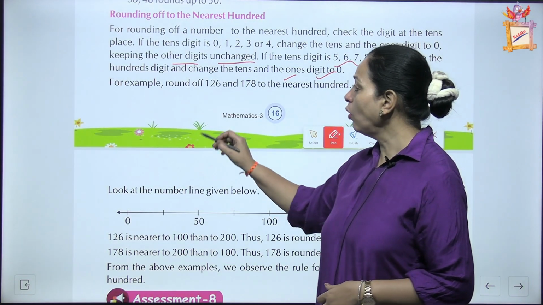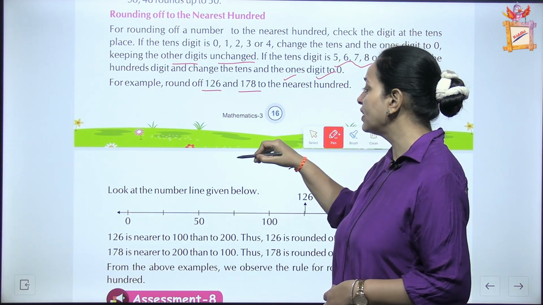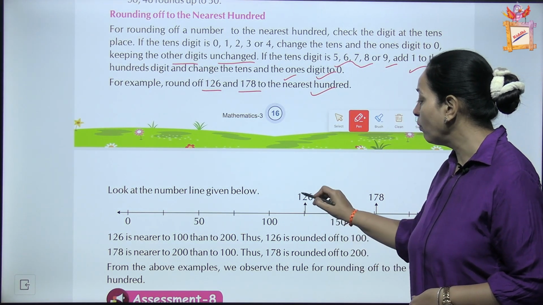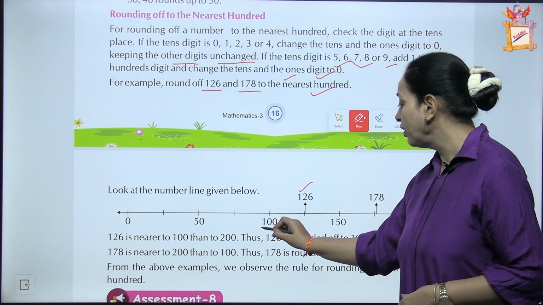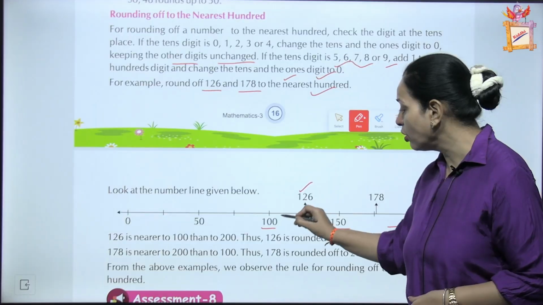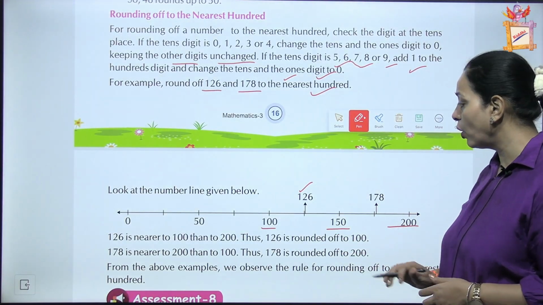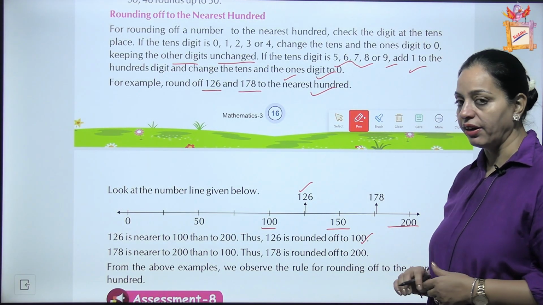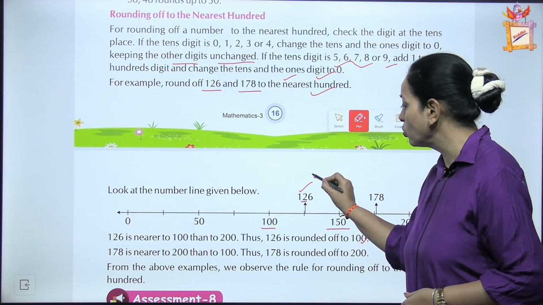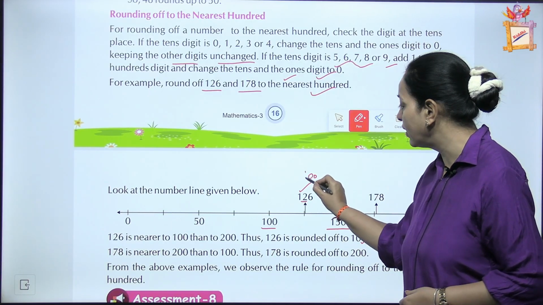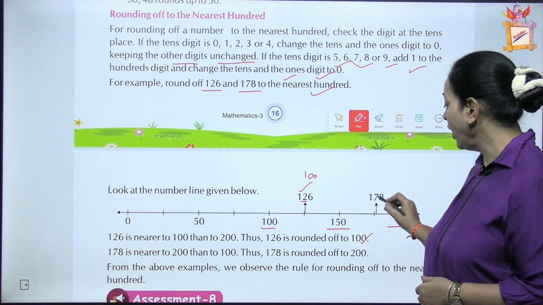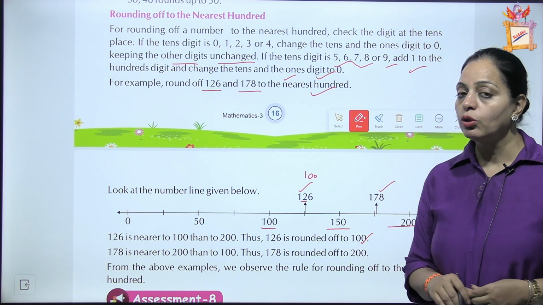For example, round off 126 and 178 to the nearest 100. तो इसे हम ऐसे भी देख सकते हैं, like 126 is between 100 and 200. So this is nearer to 100 as compared to 200. So answer is 100. Or we can see the tens digit is 2. So what to do? इन दोनों को 0 बना देंगे tens और ones को, और 100 digit is same 1. So answer is 100.